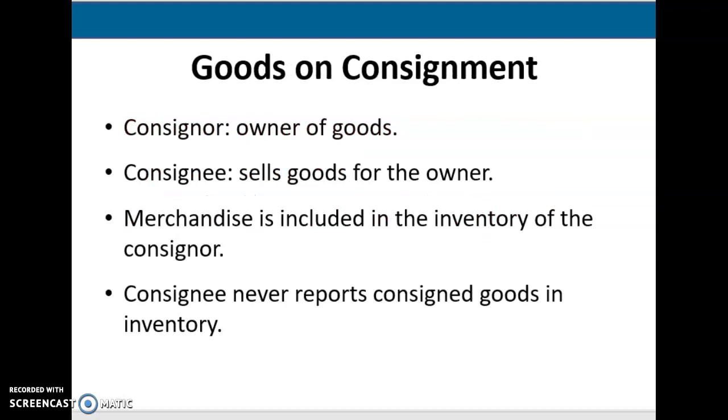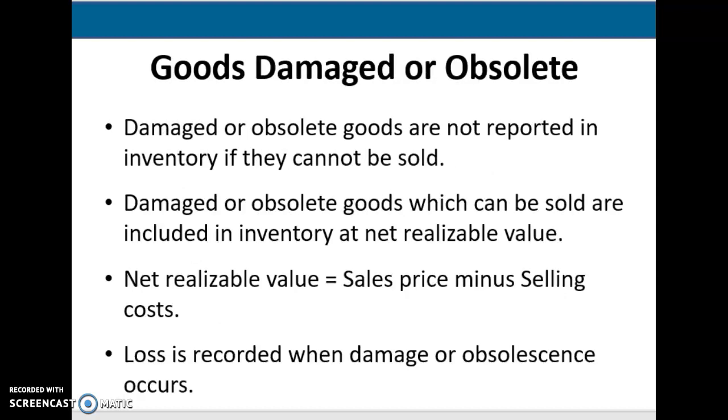Goods on consignment means that the owner of the goods has asked you to merchandise and sell them for them. The consignor is the person who owns the goods. The consignee is the person who is selling the goods. So you'll see maybe some consignment shops for antiques, artwork, those kinds of things. The owner is the person who owns it. The consignee is the person who runs the store to sell the goods. That merchandise is included in the inventory of the consignor, the person who owns it. The consignee never reports consigned goods in inventory, just an agent.